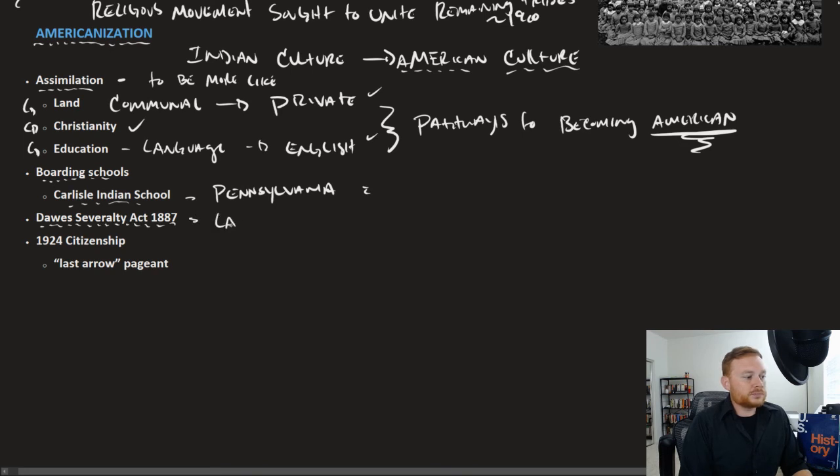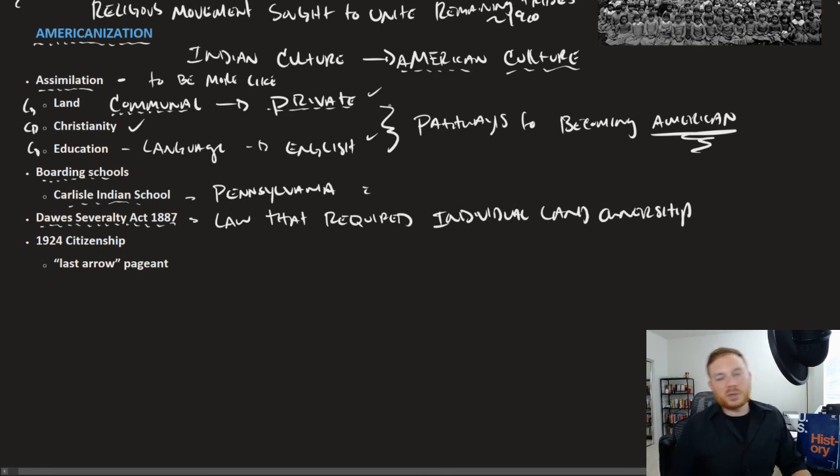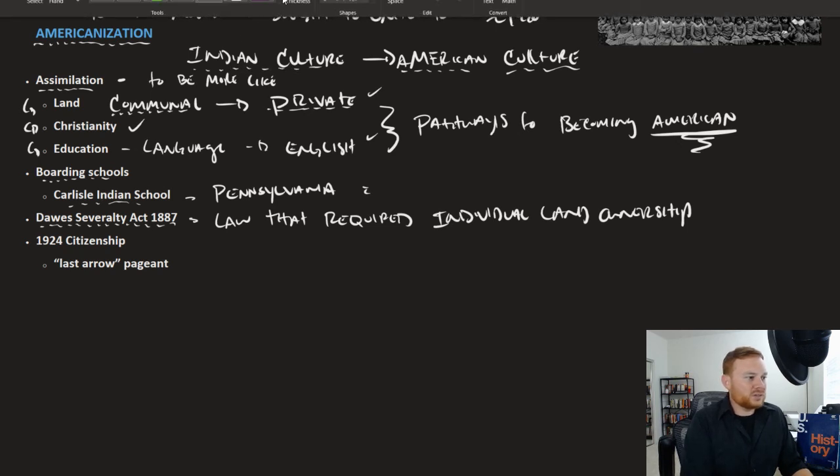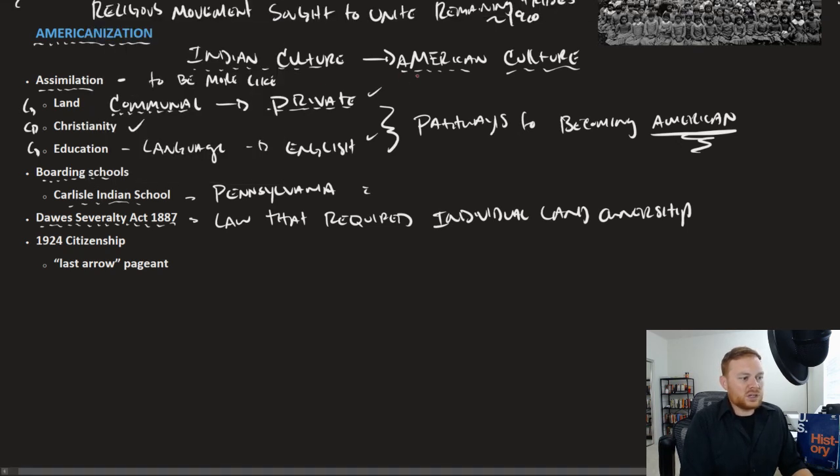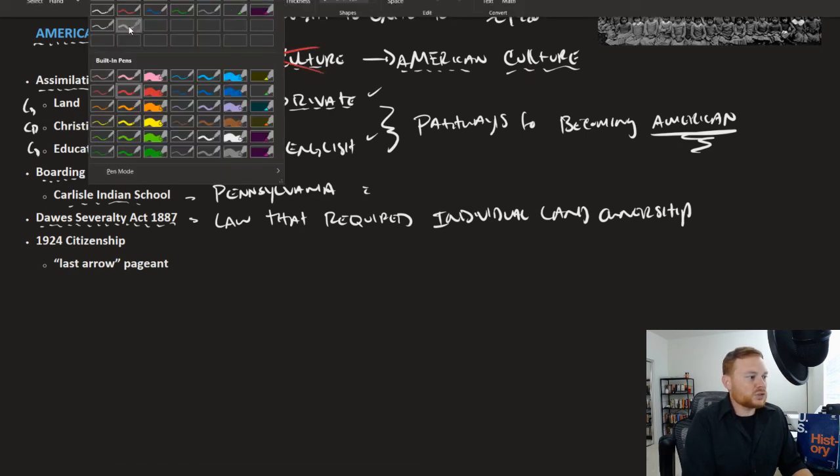This was a law that required individual land ownership. So rather than allowing land to be used communally, it was made law that Native Americans on certain reservations have to become private individual landowners. What it essentially amounted to was not just a destruction of Indian culture. And again, that's really, in some ways, what the goal is. It's not just to embrace American culture, but it's also an effort to get rid of any Native American culture.